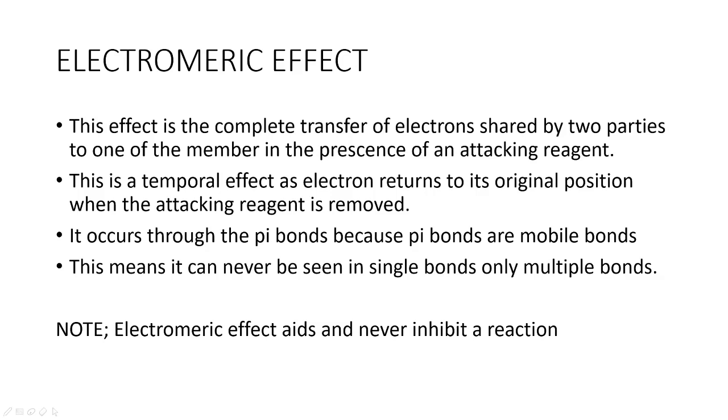Now, electromeric effect aids because it leads to the formation of ions. The ionization energy that needs to be acquired is decreased, just like a catalyst, because the ions are formed at a lower temperature, at a lower energy level, and so on. So that's why I say electromeric effect aids and never inhibits a reaction.